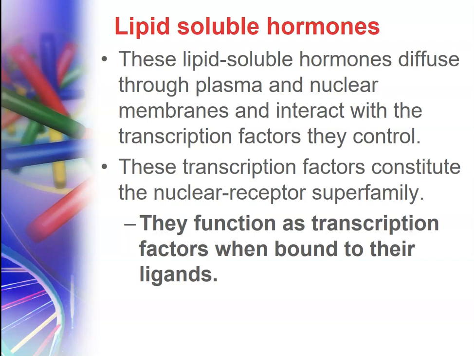So these lipid-soluble hormones diffuse through the plasma membrane, and again, sometimes there is a cytosolic receptor, and sometimes they go all the way to the nucleus before they encounter a receptor there, and then they interact with transcription factors that can control the expression of specific genes. These transcription factors that act this way constitute the nuclear receptor superfamily. Hopefully some of this will look familiar because earlier in the course we talked about proteins that are able to bind to the DNA to influence transcription.